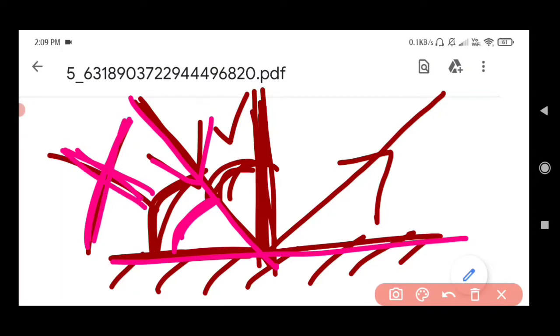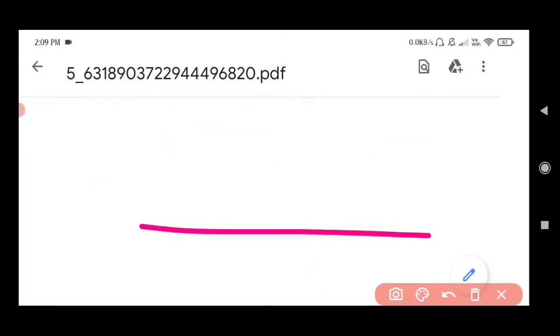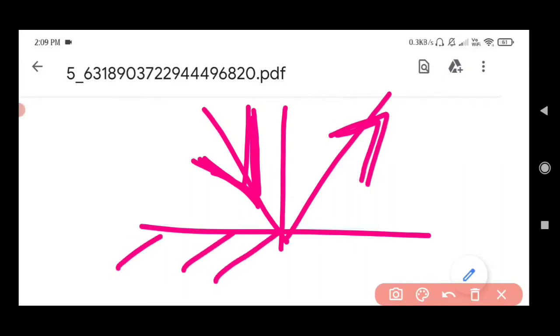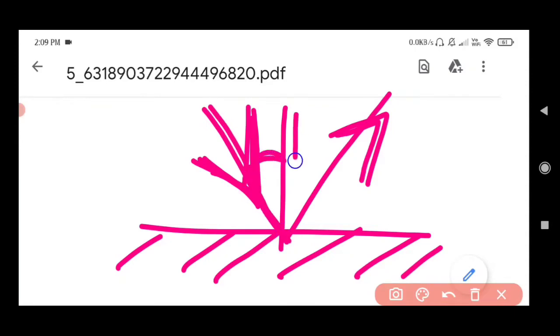You have to consider the angle between the incident light ray and the normal. So this is always equal. The incident light ray arrow represents that the light is falling on the mirror, and this arrow represents that the light ray is coming out of the mirror. At whatever angle the incident ray makes with the normal, the same angle is made by the reflected ray with the normal.